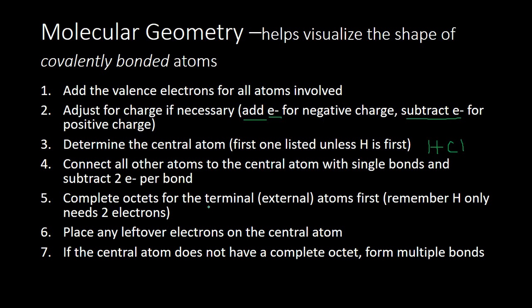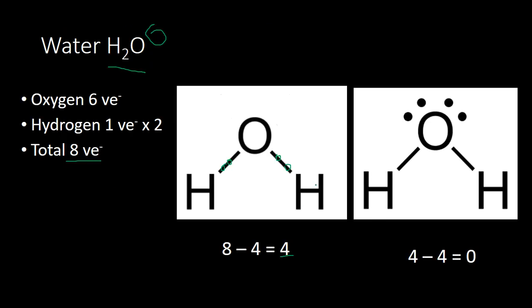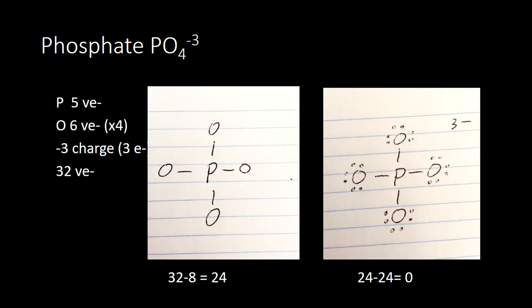Then the next thing says complete the octet for terminal or external atoms. So these are the terminal atoms. They're not the central atom, the hydrogens. They don't need an octet. They only need the 2 electrons to be whole. So we're good to go with that.